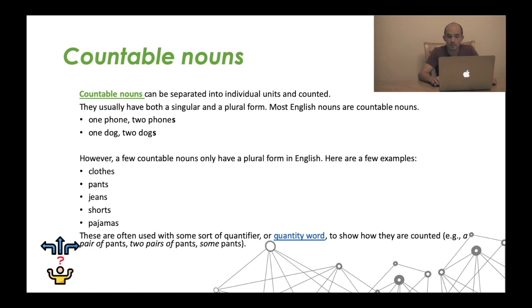However, a few countable nouns only have a plural form in English. Here are some examples: clothes, pants, jeans, shorts, and pyjamas. They are often used with some sort of quantifier to show how they are counted. For example, a pair of pants, two pairs of pants, or some pants.